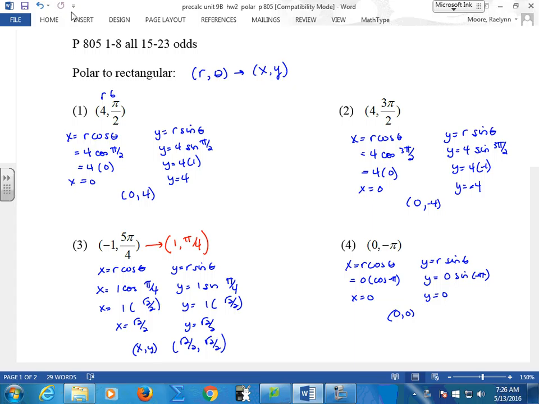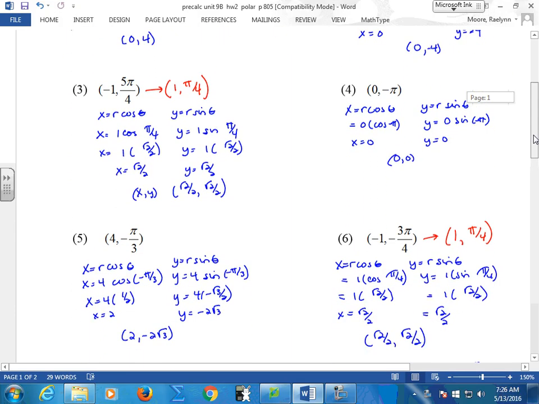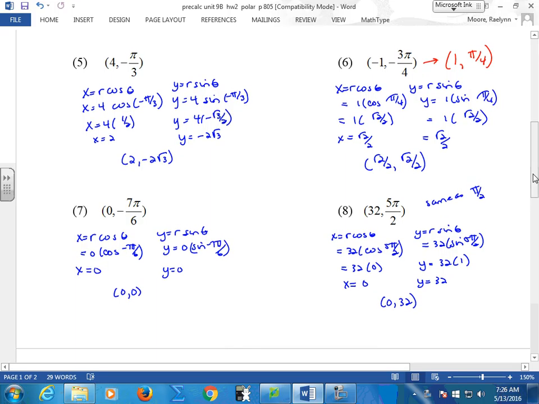Good? And no, you don't have to rationalize. So I think 3 could be 1 over square root of 2, 1 over radical 2. It's probably my throwback from algebra 2. That's your radical 3 over 2 and your radical 2 over 2. They're instilled in me.